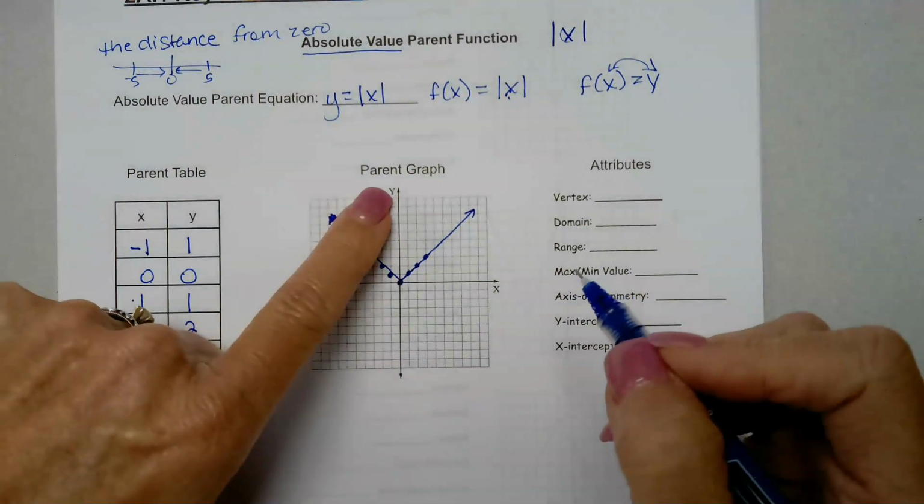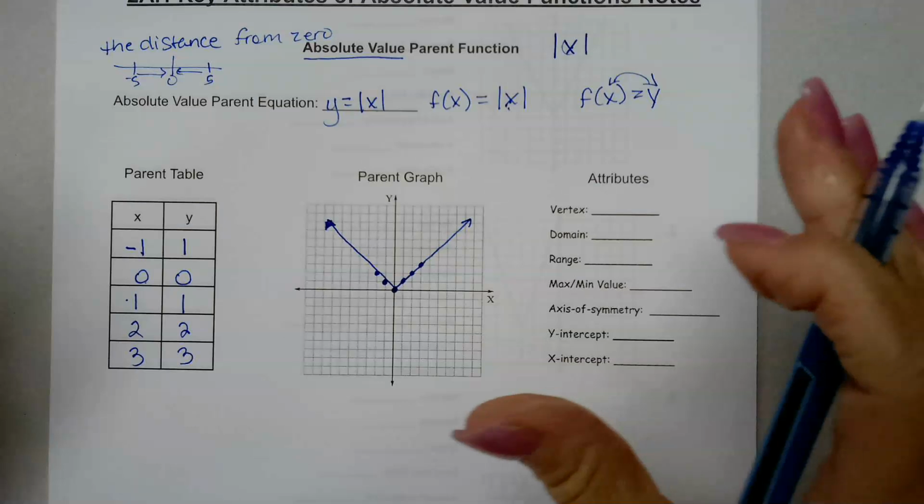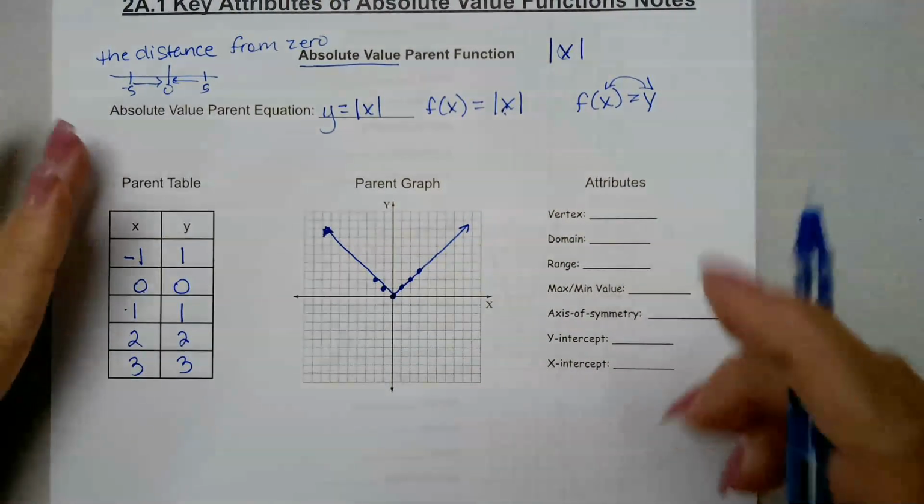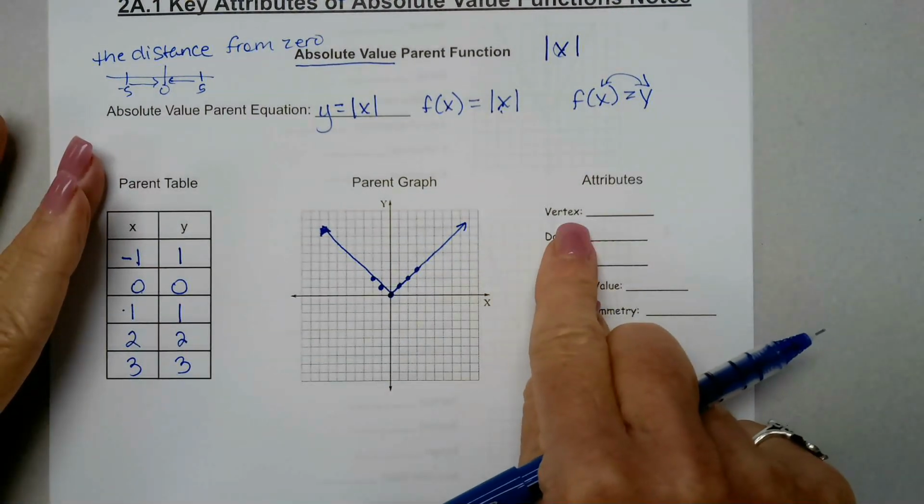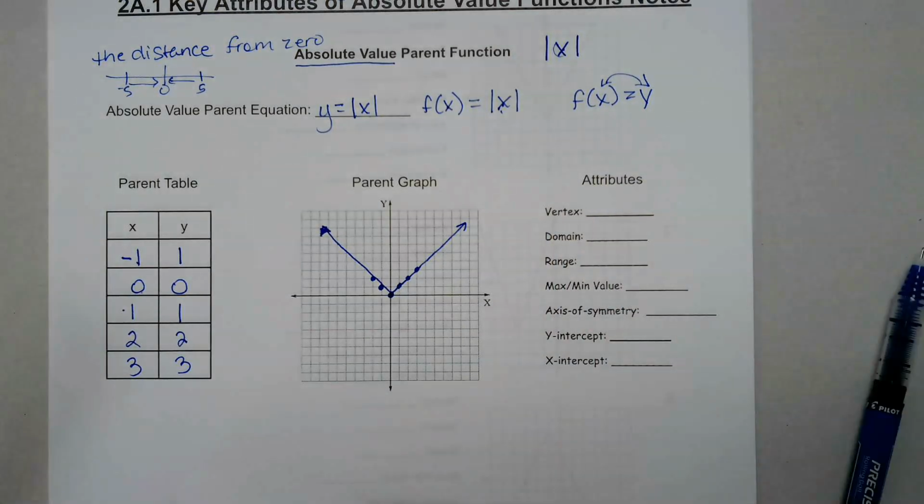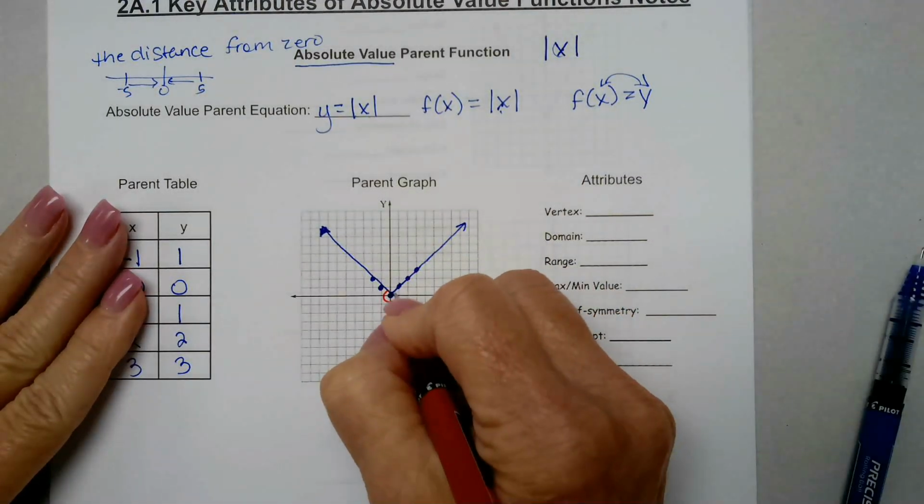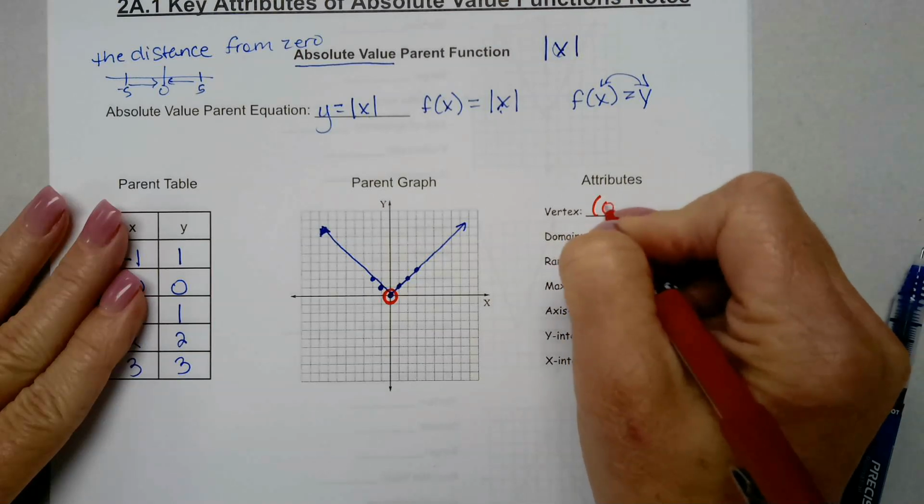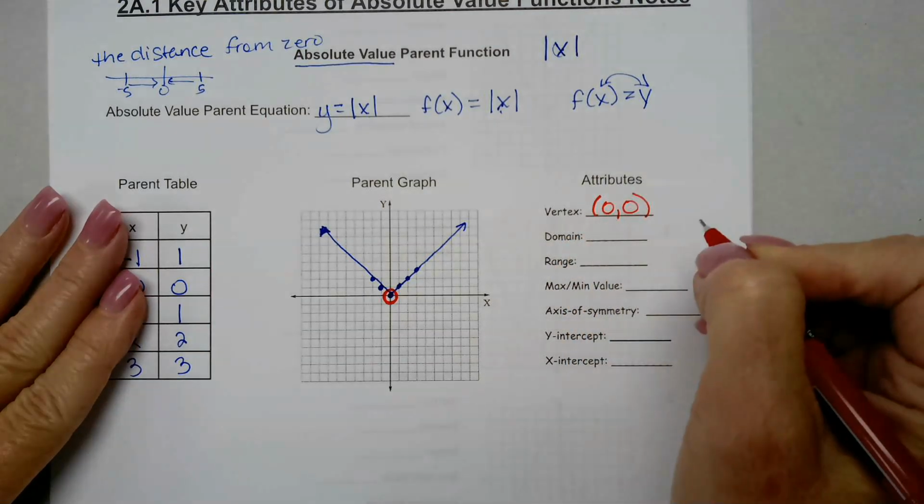And remember, your parent function is the most basic, simplest form of that particular function. Your vertex is going to be where the two rays meet. So right here, our vertex is going to be at 0, 0.